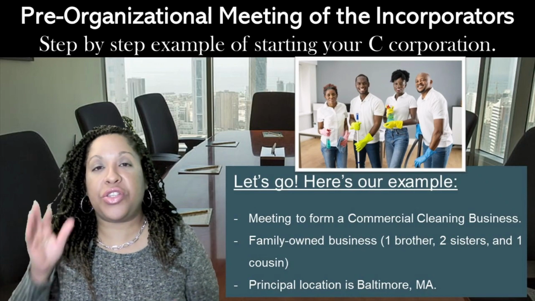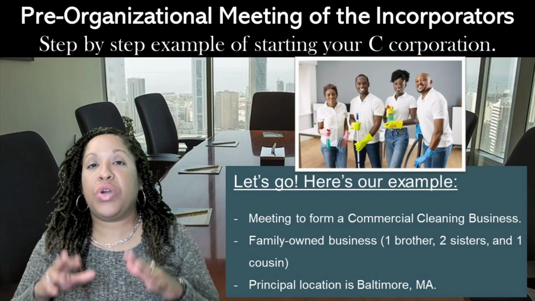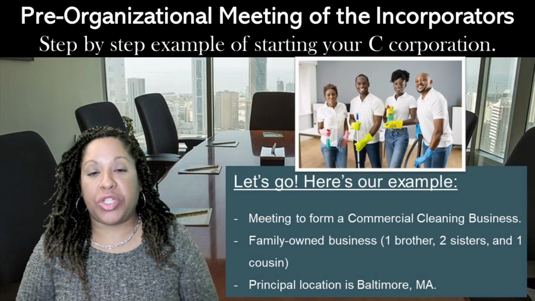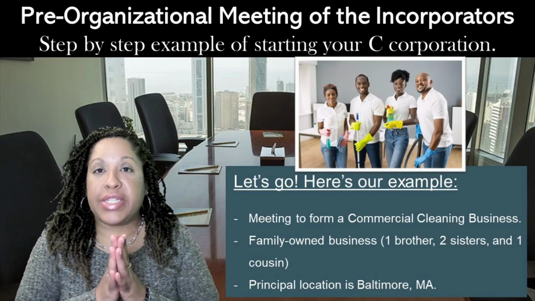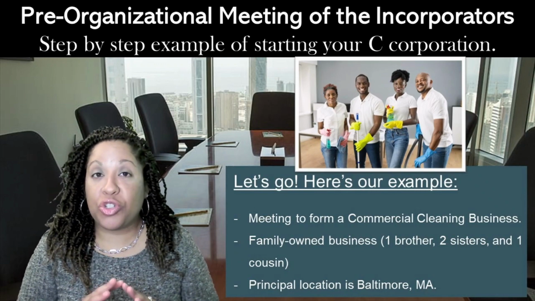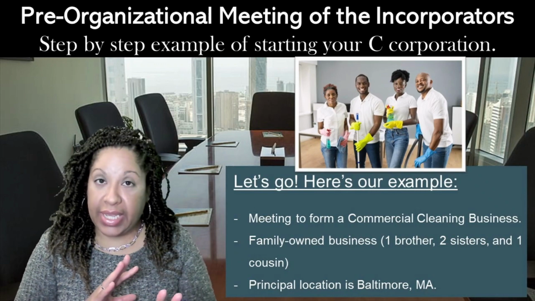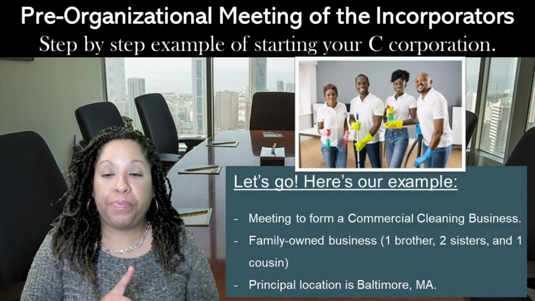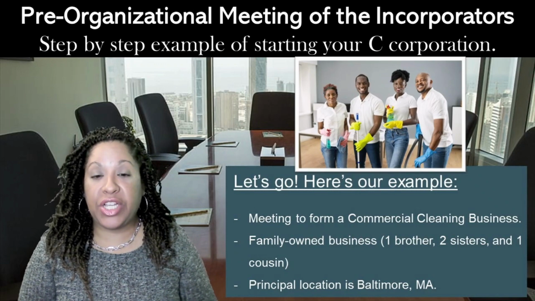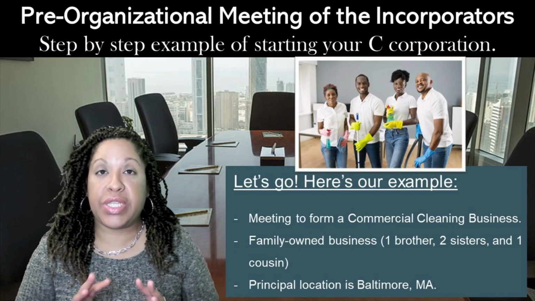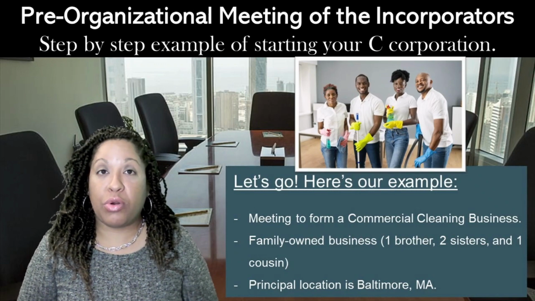We're going to go through this checklist so you can see what you need to do to help you form your corporation. All right, so in this example, these guys are meeting. They're going to form a commercial cleaning business. Again, like I said, family owned. So we have one brother, two sisters, and one cousin. The principal location, meaning the main location for this company, will be in Baltimore, Maryland.